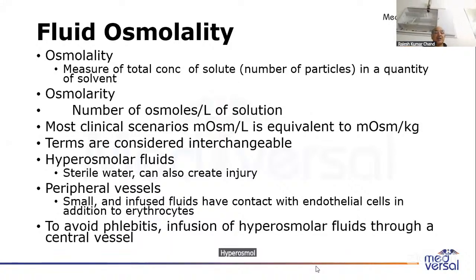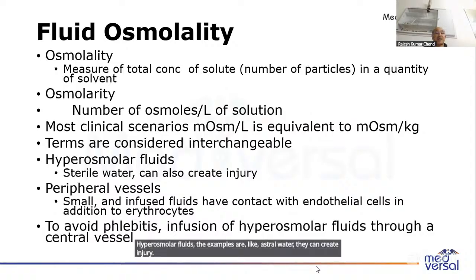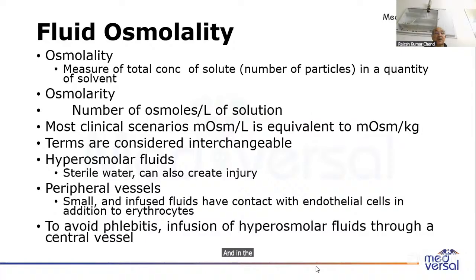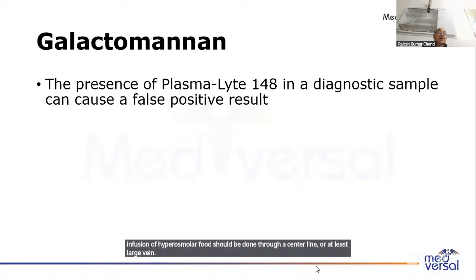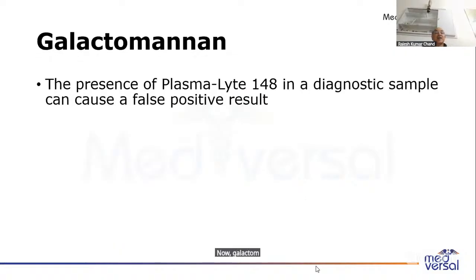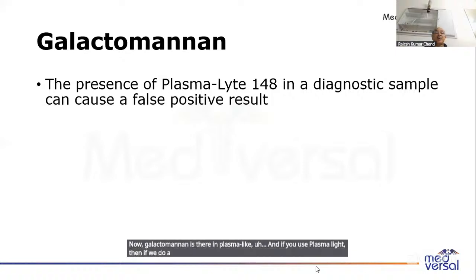Hyperosmolar fluids, for example sterile water, can create injury. In the small peripheral vessels, to avoid phlebitis, the infusion of hyperosmolar fluid should be done through a central line, or at least a large vein. Now, galactomannan is there in Plasma-Lyte, and if we use Plasma-Lyte and then do a serum galactomannan to diagnose aspergillus, the sample may give a false result.